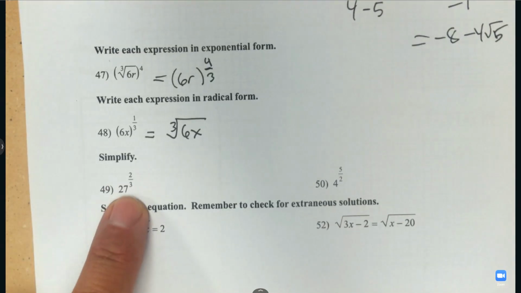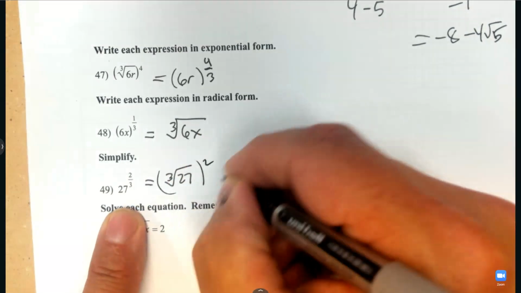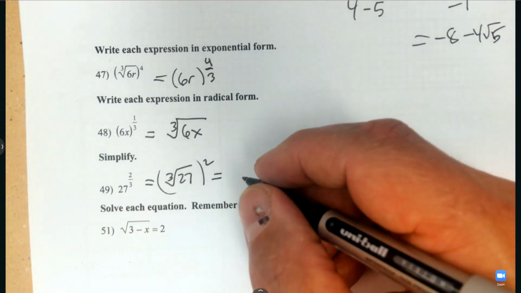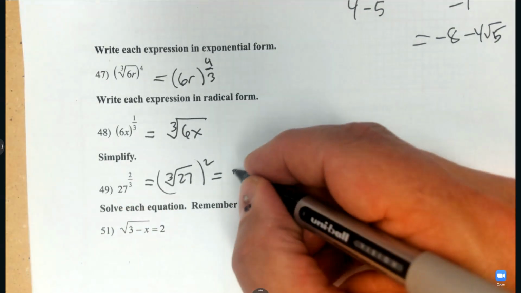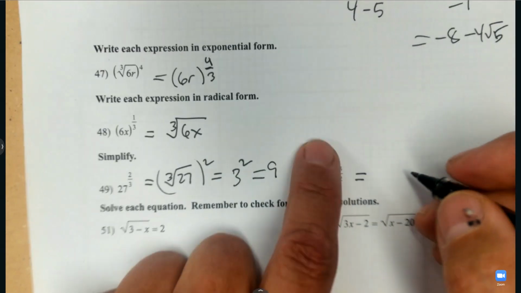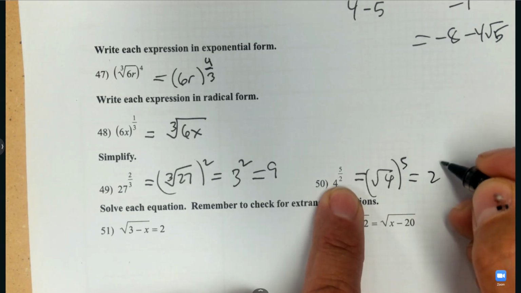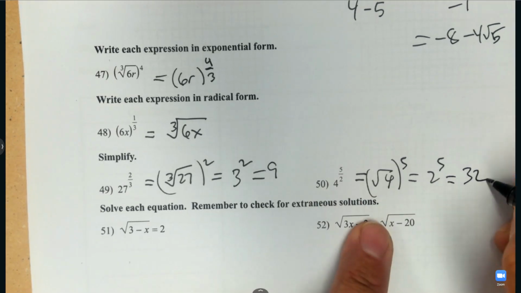How do I simplify this? So I write it as a radical. That's the cube root of 27 to the power of 2. So the cube root of 27, what number times itself 3 times is 27? Then square that answer, and you have the answer here. 5 over 2 means the square root of 4 to the power of 5. That's 2 to the power of 5, which is 32.